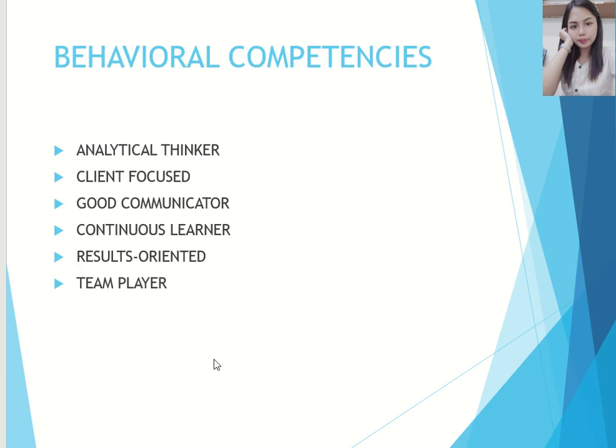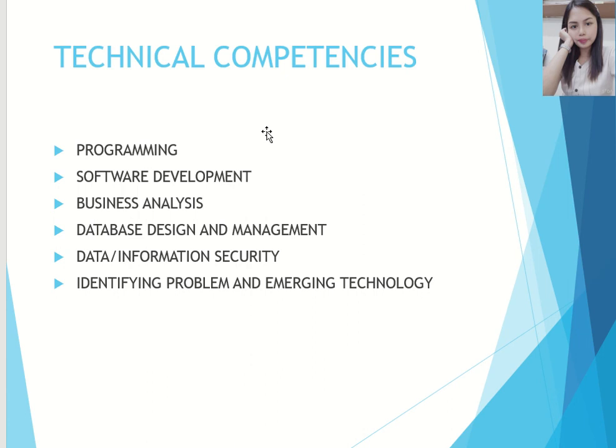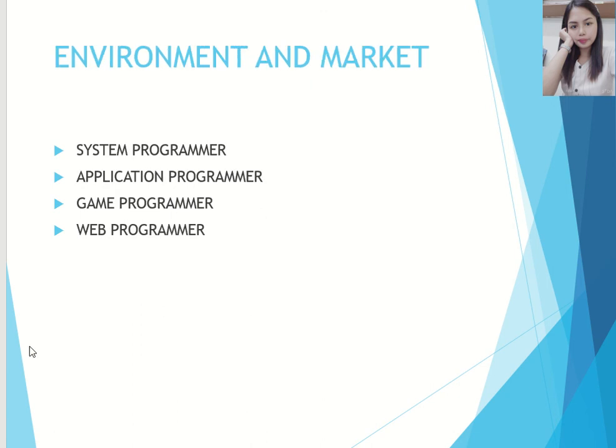Under behavioral competencies, we have analytical thinker, client focused, good communicator, continuous learner, result oriented, and team player. If you have these competencies, class, it's not impossible that you will become successful. Technical competencies are the things that you should know regarding your business. If your business is about computers, you have programming, software development, business analysis, database design and management, data and information security, problem identification, and emerging technology. What about your environment and market? As a businessman in programming, for example, since you are ICT, you have system programmer, application programmer, game programmer, and web programmer. These are the demands of having a business or company that is about technology or computers.